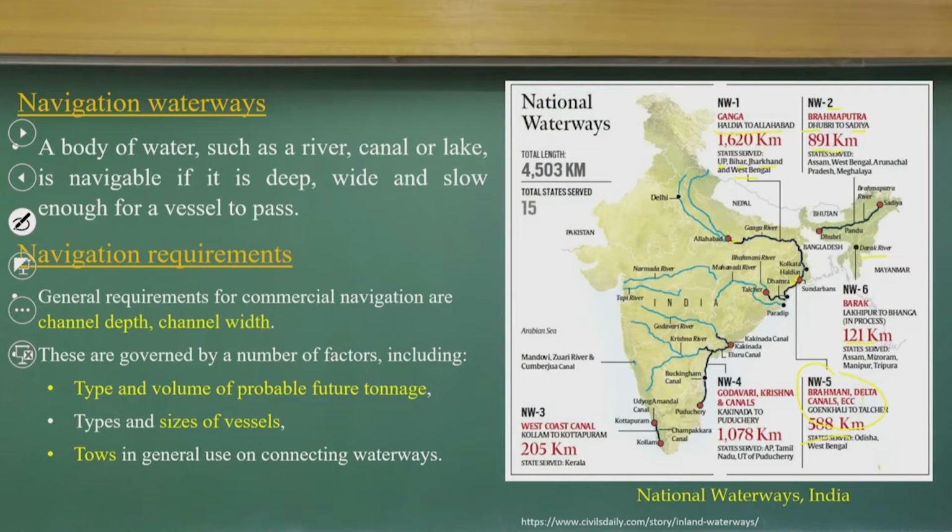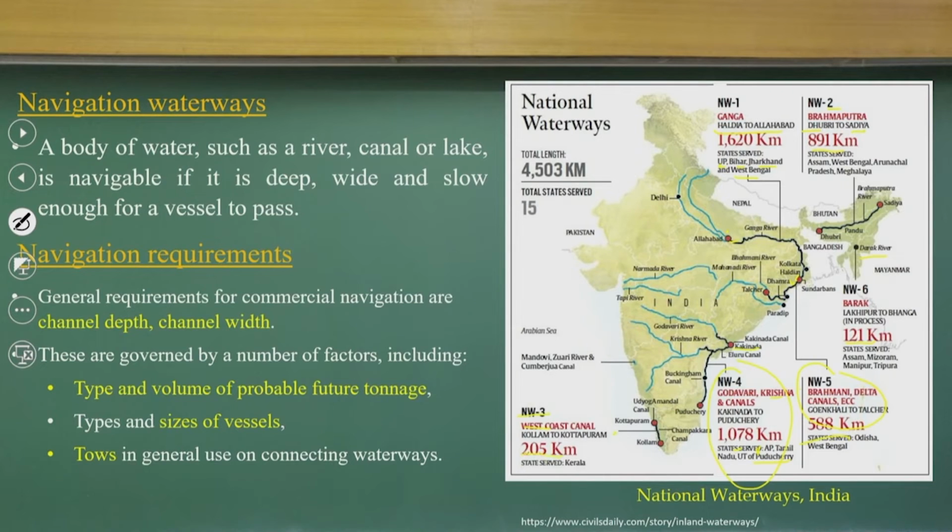Then we have the waterway in Andhra Pradesh, Godavari, Krishna and the canal systems. That is a combined system connecting from Pondicherry to Kakinada, all these are connected with the Godavari and Krishna, and that is 1000 kilometers, and it covers states like Andhra Pradesh, Tamil Nadu and also Puducherry. So, that is National Waterway 4. Then in a similar way we have National Waterway 3, which is the west coast canal, around 205 kilometers.